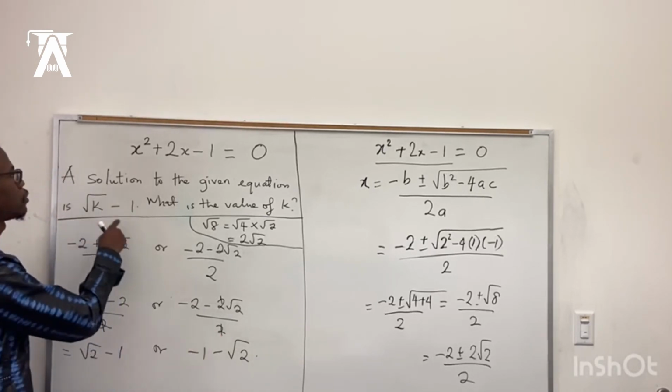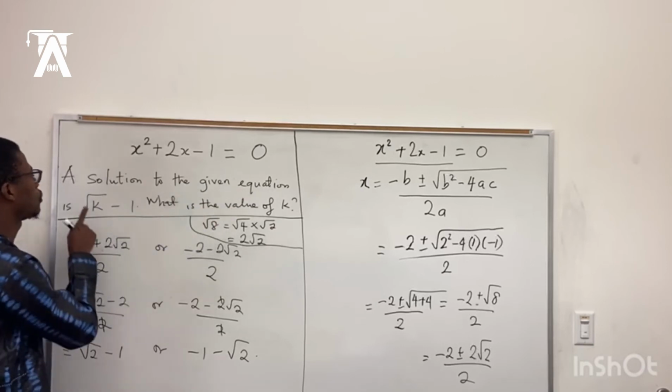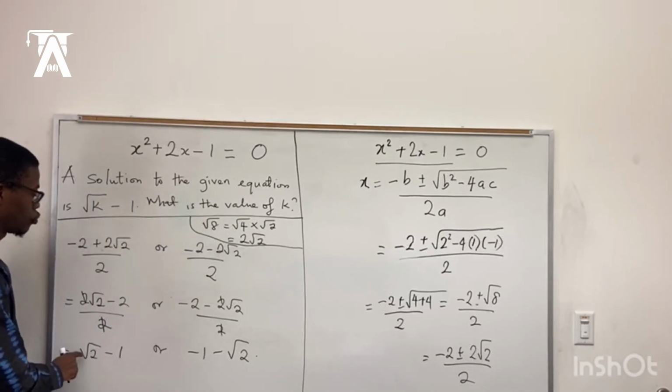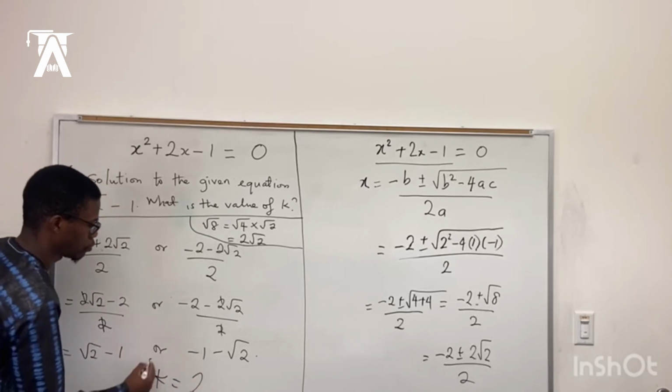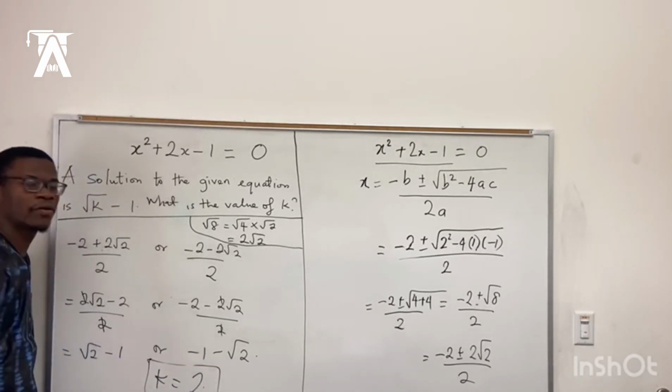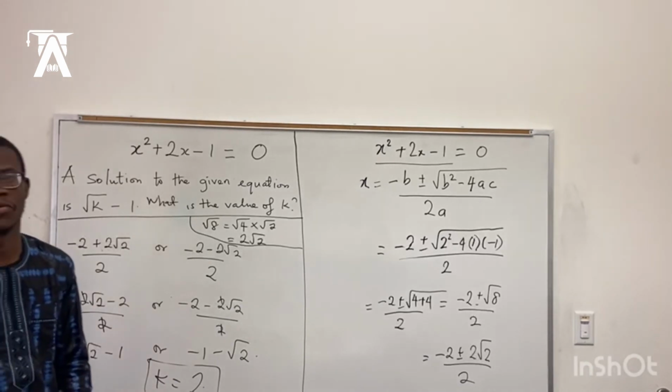So the question says a solution to the given equation is root of k minus 1. Root of k minus 1. That means k is what? 2. All right, and that's the answer to this hard SAT math question.